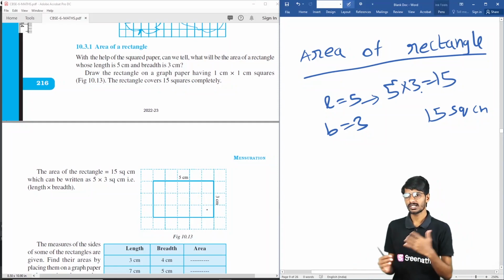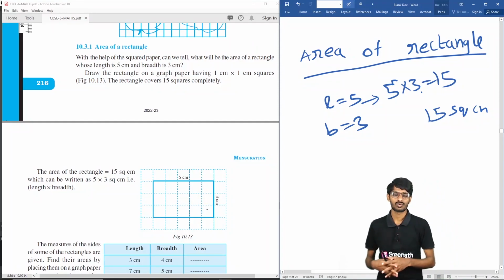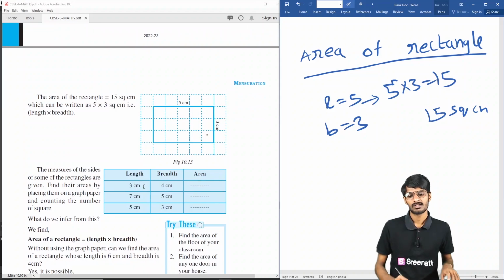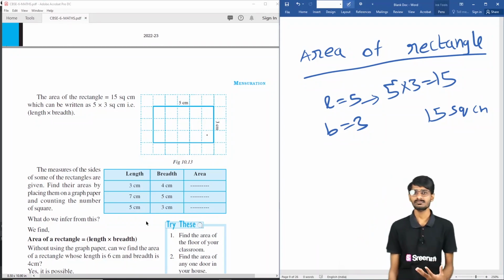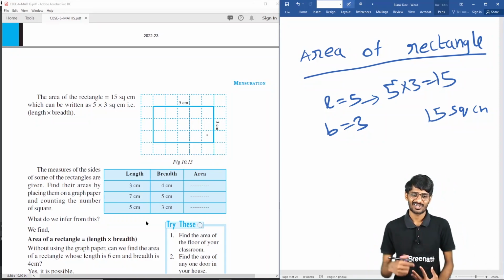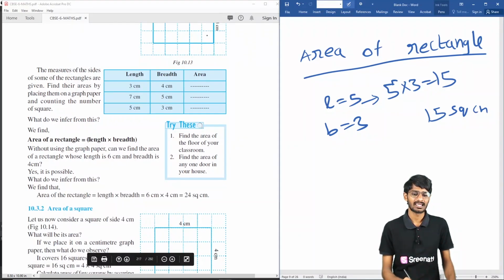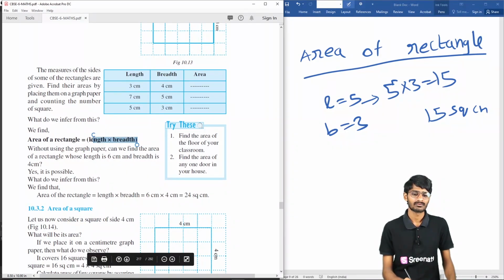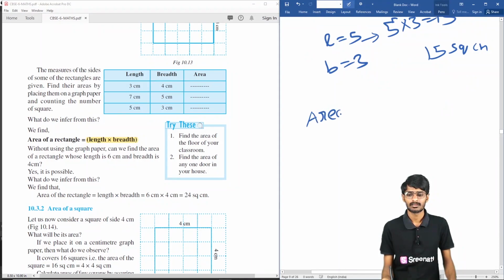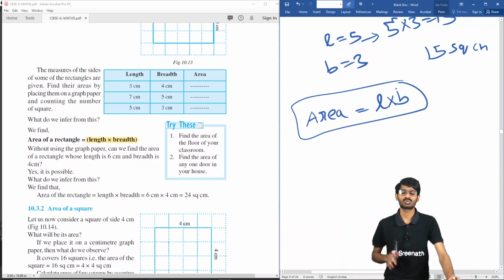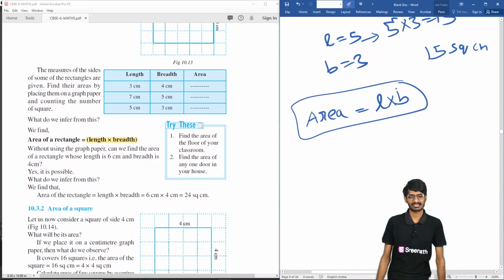So can you get the formula from it? If you do it for different measurements, length 3 and 4, length 7 and 5, length 5 and 3, and observe how many square units it is occupying, then finally you will get a conclusion. What is that? Area of a rectangle is length into breadth. Area of rectangle is nothing but L into B. This is a simple formula to get the area of a rectangle. Okay, students, that's it.